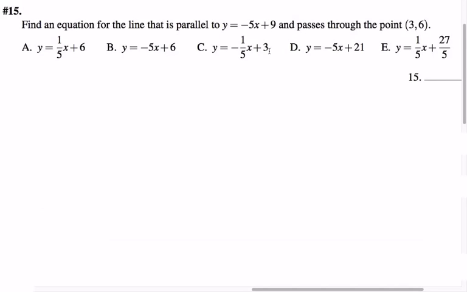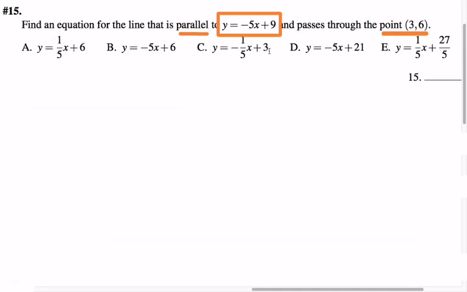So 15 relates to goal topic 4C, which asks you to find an equation of a line which is either parallel to or perpendicular to, depending on the context, a given line. So here you're given a line, y equals negative 5x plus 9. So this is our point of reference. And we want to know an equation for a line which is parallel to it and which passes through a specified point, 3 comma 6.